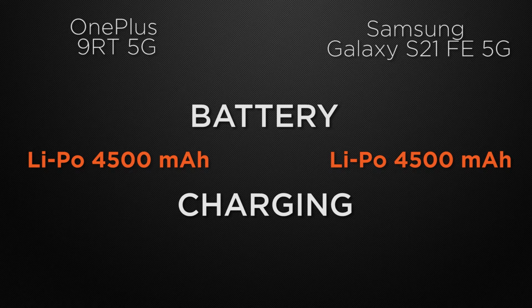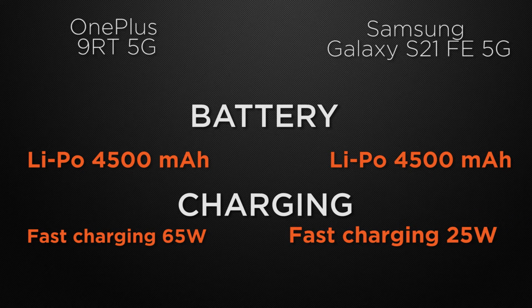Let's talk about the charging speed of the devices. 9RT has 65 watts of fast charging, whereas S21 FE has 25 watts of fast charging. So the winner here is 9RT because it has a faster charging speed, which can charge up a device faster.